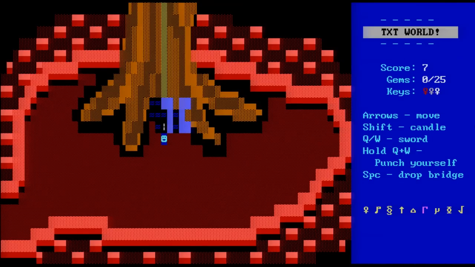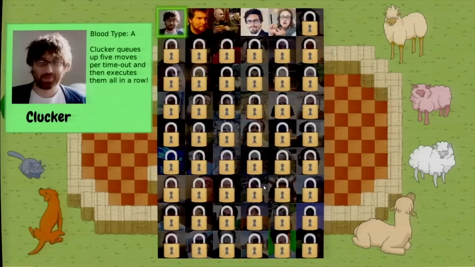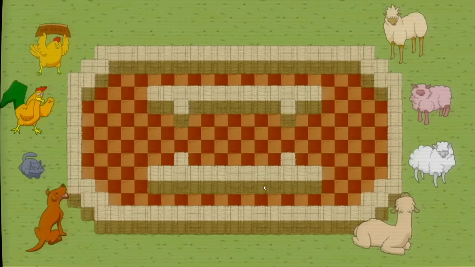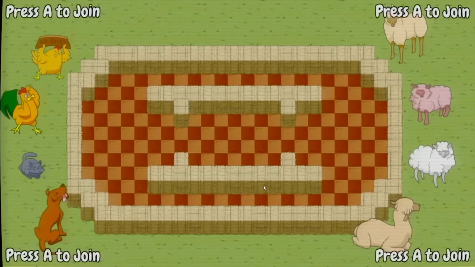In Biker Chicks, are those backers? Yeah, all the characters are backers who pledged at the be a character level. Okay. Yeah, they all sent in their own photos. At the time, I didn't know what that game was going to be. So what I asked them for was a photo and their blood type.